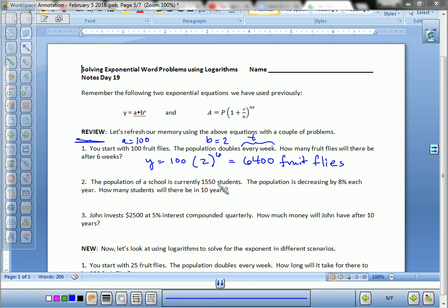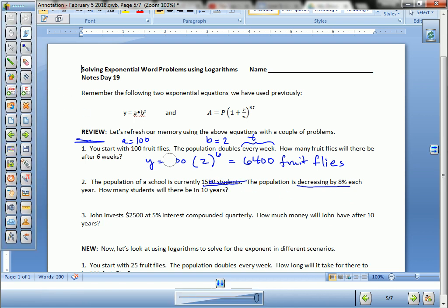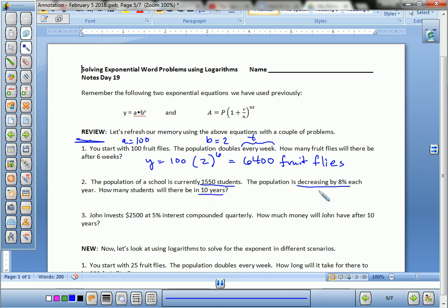So the initial amount was 1,550. Unfortunately, this school is in a population that is decreasing by 8% each year. If you study other classes, you can talk about why that would occur, but in here, we'll just do the math. So how many students will there be in 10 years, assuming this decrease continues? You would hope not, because this is going to be ugly.